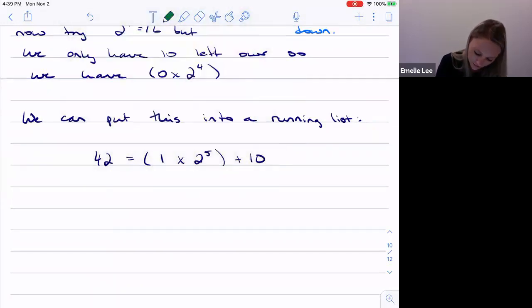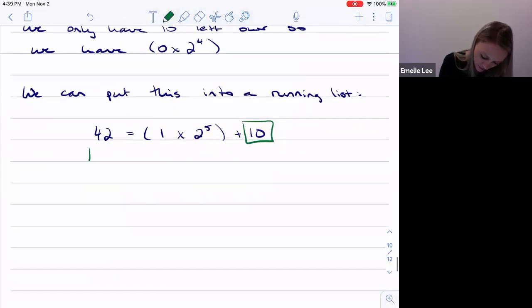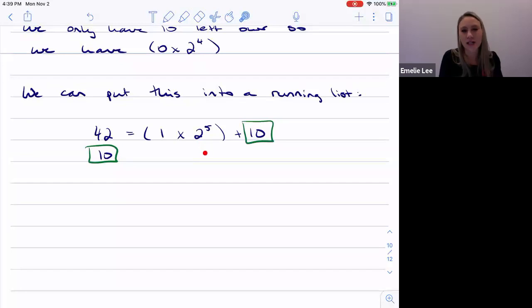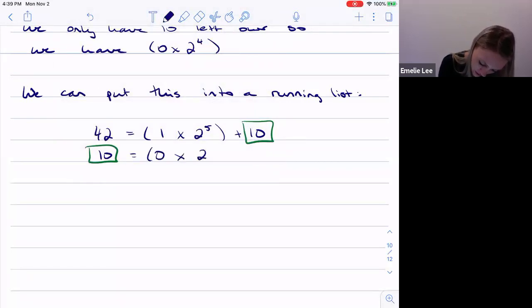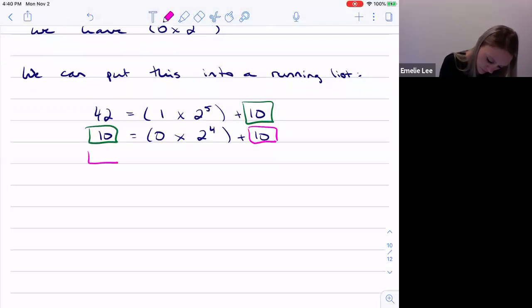Now this 10 is going to move over here. 10 can't be written as a multiple of 2 to the power of 4. We can't squeeze 16 out of it, is what we decided. So this is going to be 0 times 2 to the power of 4, which means I still have 10 to deal with, so plus 10. I haven't really dealt with those yet. So same idea, I'm going to move that same 10 over there.